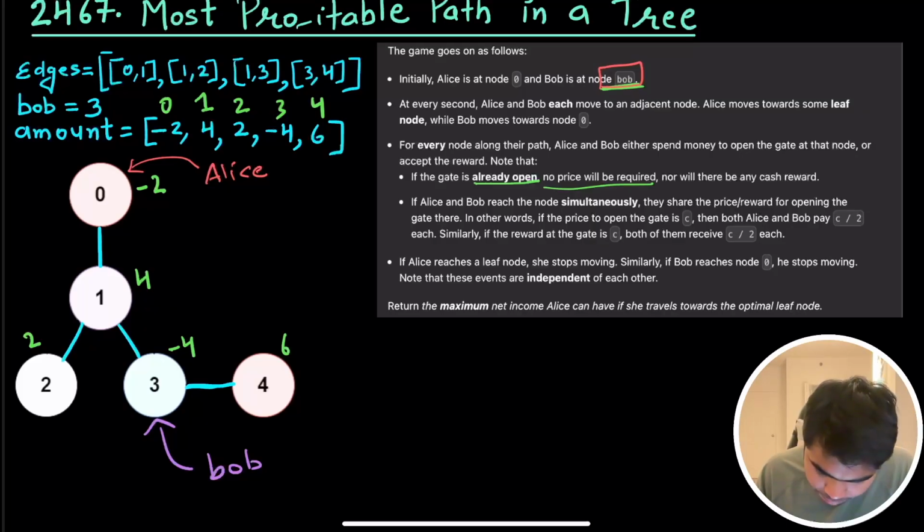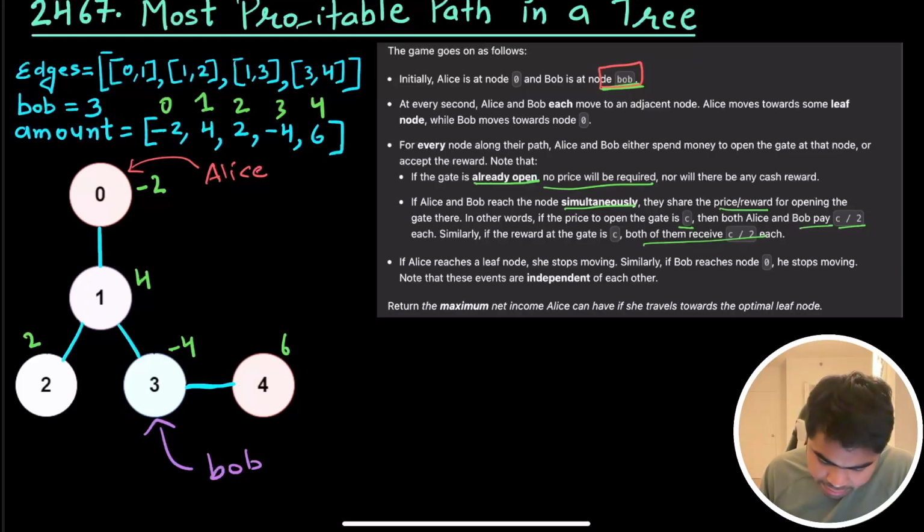If Alice and Bob reach the node simultaneously, they will share the prize reward, both paying or gaining for opening the gate. In other words, if the price to open the gate is C, then both Alice and Bob pay C by 2. Similarly, if the reward is C, then they both gain C by 2.